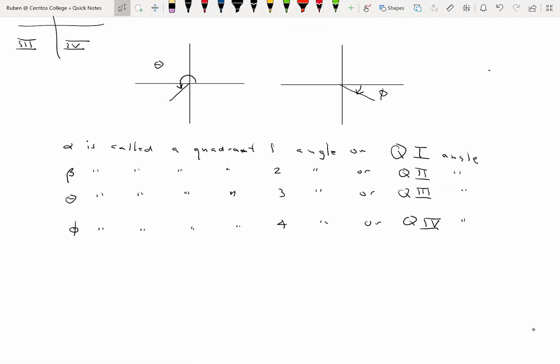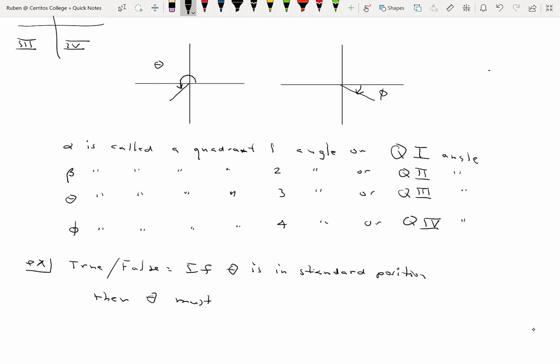So here's a really common true or false question. By the way, if I write EX, that means example. So for example, true or false: if theta is an angle in standard position, then theta must be either a quadrant 1, quadrant 2, quadrant 3, or quadrant 4 angle. True or false? If you have any angle in standard position, it's got to be a quadrant 1, 2, 3, or 4 angle.